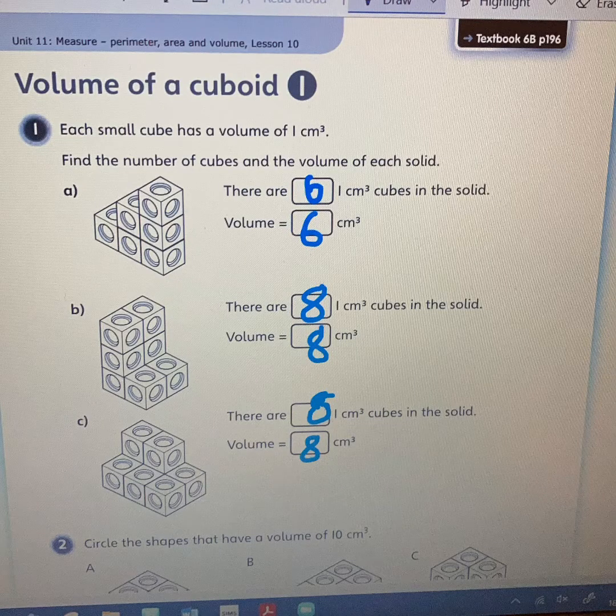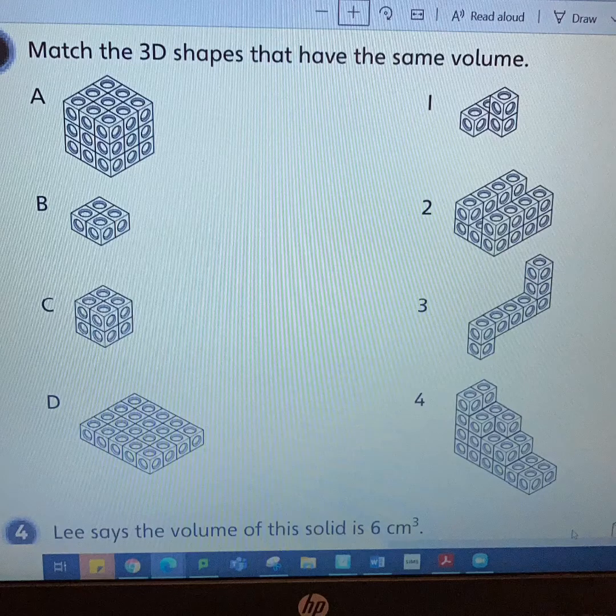Well, for this one, they weren't cuboids, they were irregular 3D shapes, so there wasn't any easy, quick way of doing this. So we just had to count the cubes. For A, there was 6 cubes, so there was 6 centimetres cubed. For B, there was 8 1 centimetre cubed cubes, so the volume was 8 centimetres cubed. And for C, the volume was also 8 centimetres cubed, because remember, there was 2 hiding underneath those top 2, so there was 8 cubes altogether.